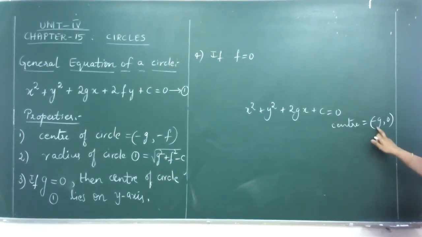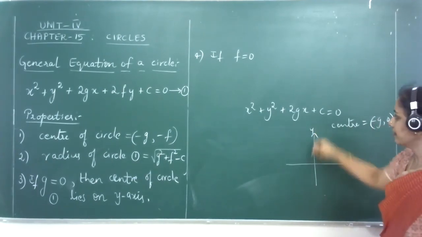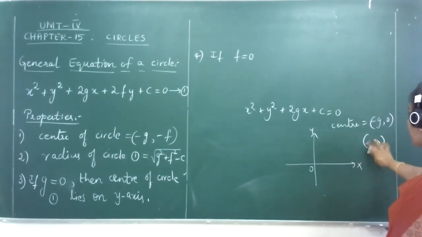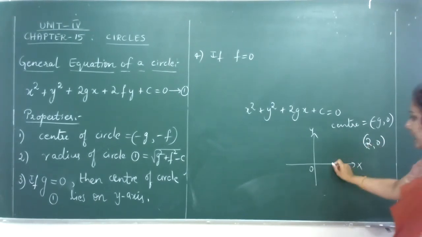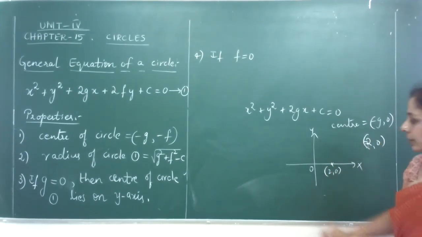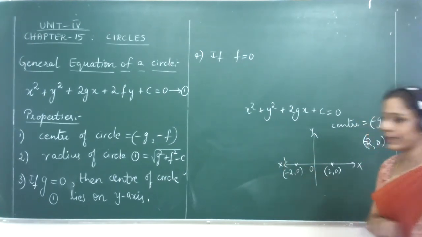And where would this point minus g comma 0 lie? Again, get back to the Cartesian coordinate system, roughly considering here the x-axis and the y-axis. Suppose I have a point called 2 comma 0. Then where is this point 2 comma 0 lying? 2 comma 0 has to be a point which has to lie on the x-axis, isn't it? So here is the point 2 comma 0. Where would the point minus 2 comma 0 lie? It has to lie on the negative x-axis. This is the negative x-axis.